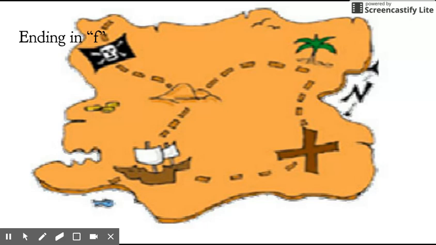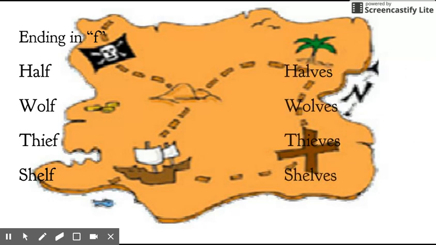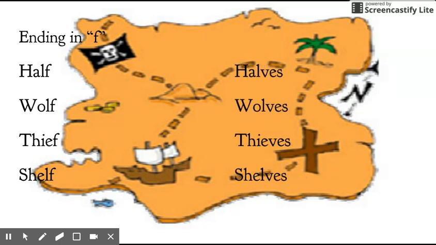If a noun ends in the F sound, such as half, wolf, thief, and shelf, if you think about it, when you're trying to add an S to that, then the shape of your mouth actually changes, so that F sound starts to sound like the letter V. So it actually changes to a VES. So you have halves, wolves, thieves, shelves. So the spelling reflects the change in shape in our mouth.